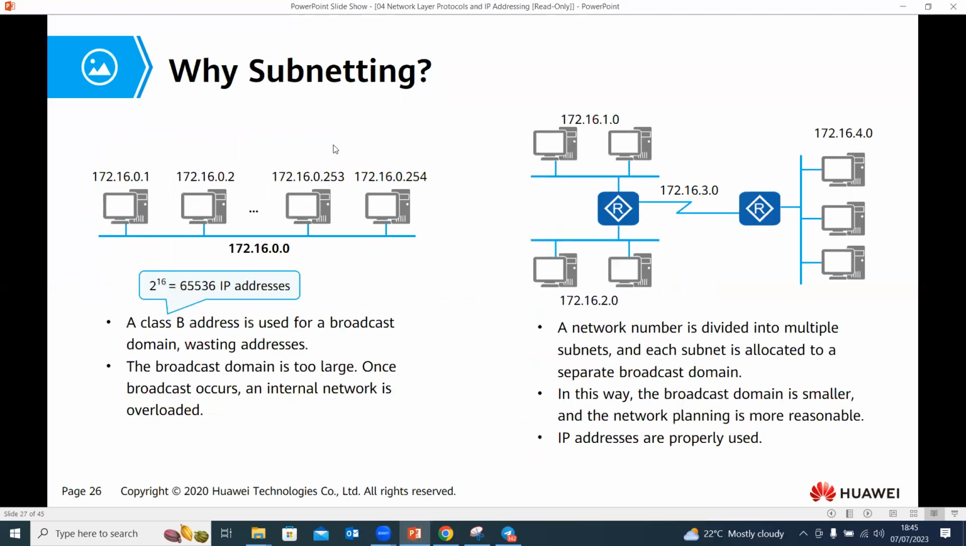So now in this particular part, they're saying, why subnetting? We realize that for this particular slide, they use a class B network, 172.16.0.0. And realize that on calculating the available IP addresses, this is the number. These are a lot of hosts on the network.